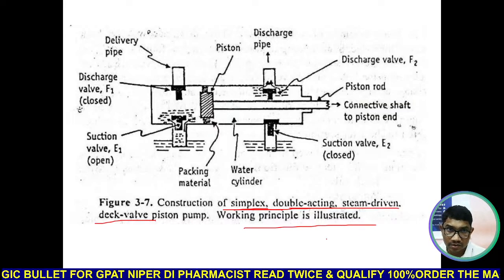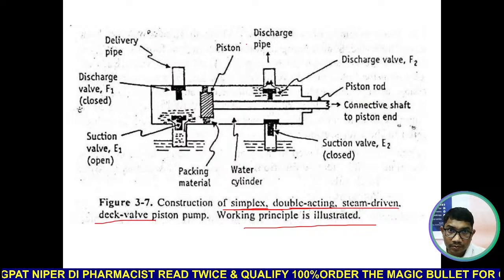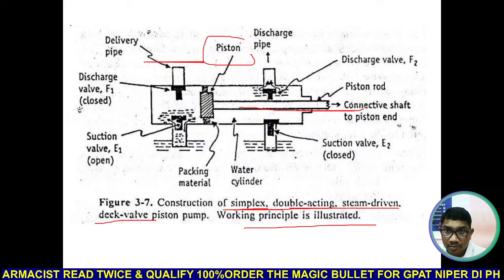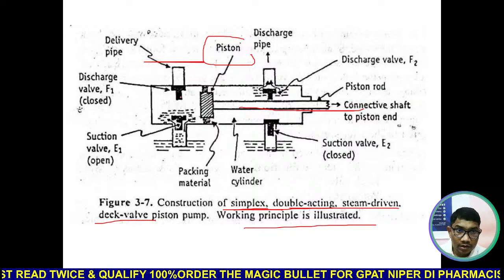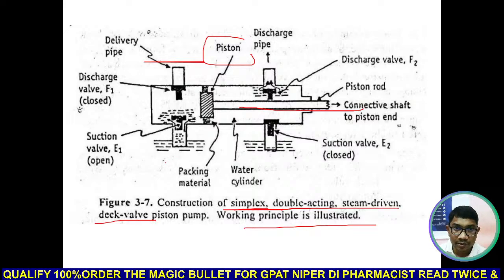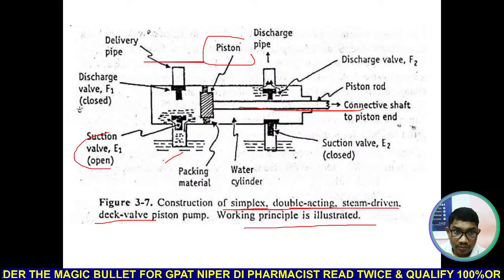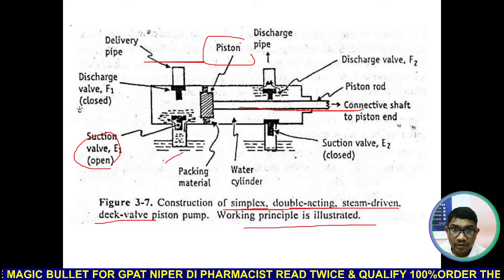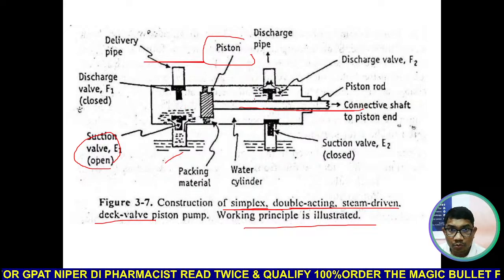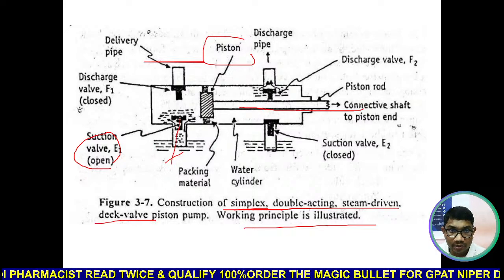The working principle is illustrated. Look here, this is a piston and this is a shaft of the piston. Now here is the suction valve. Suppose this is your borewell, this is a suction valve. When does it open? When the piston moves, the suction valve will open and fluid will come into the cylinder.